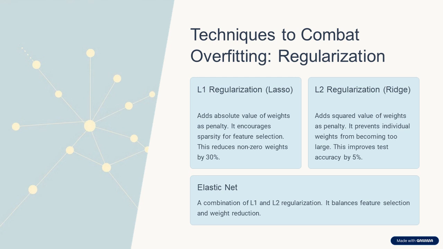L2 regularization adds the squared value of weights as a penalty. It prevents individual weights from becoming too large. This improves test accuracy. Elastic net is a combination of L1 and L2 regularization. It balances feature selection and weight reduction.